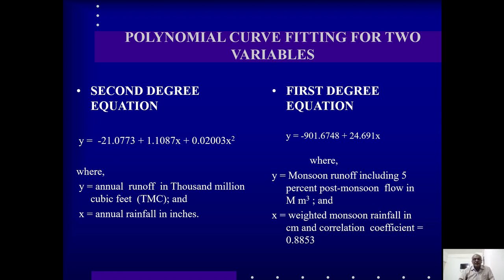The units are old because we have obtained this rainfall series from the year 1914 to 19.. for 46 years. So therefore it is used in the British system. Now we have modified this, converted everything to SI units, and we have obtained the first degree equation as y is equal to 901.6748 plus 24.696x. Here y is the monsoon flow including 5% post monsoon flow in million cubic meters and x is the weighted monsoon rainfall in centimeters. The correlation coefficient is 0.88.